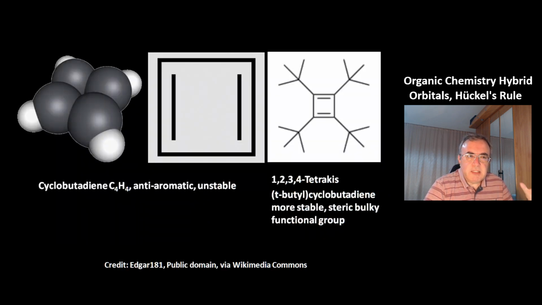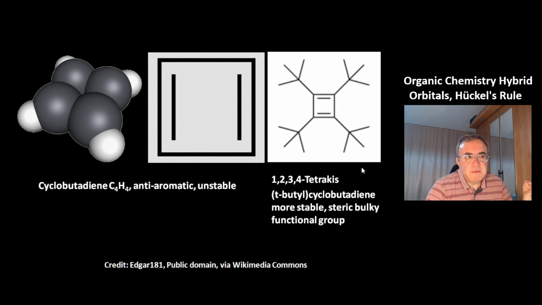This is an example of an anti-aromatic compound, a very unstable compound, that's cyclobutadiene, C4H4. In the middle, that's the molecular structure. And this molecule can be detected at very low temperatures, but it's very unstable. However, there's a trick to stabilize the structure, and that's at the right.